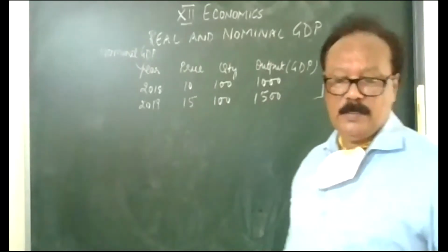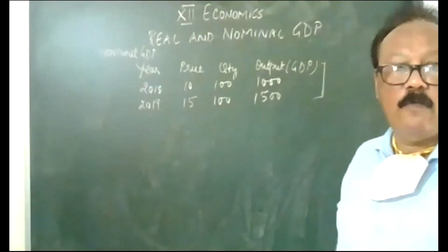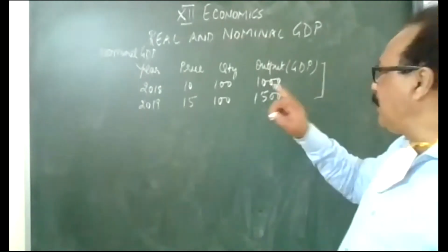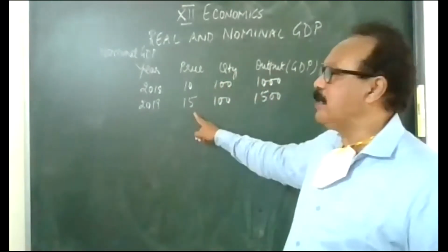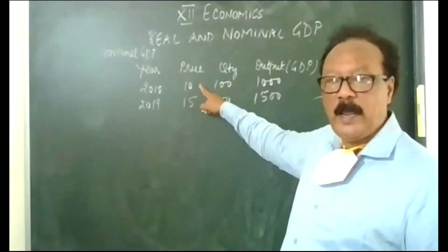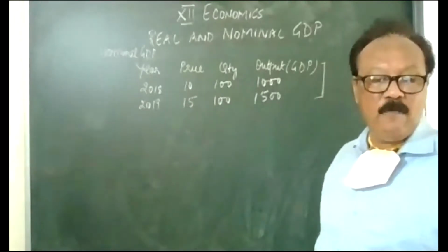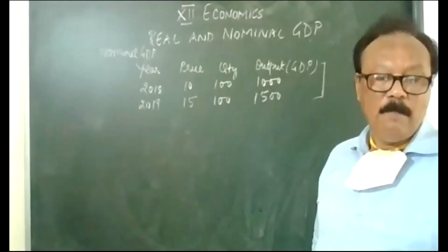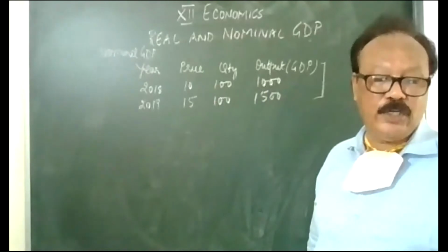But is this the real picture of a welfare for the society, a welfare for the economy? No. Why? Because this increase in the GDP is a reflection of the increase in price because of inflation. Previously the price was only 10, now the price has risen to 15. So that's what I gave you, that it does not show the real picture of the economic growth because it includes the effect of inflation.